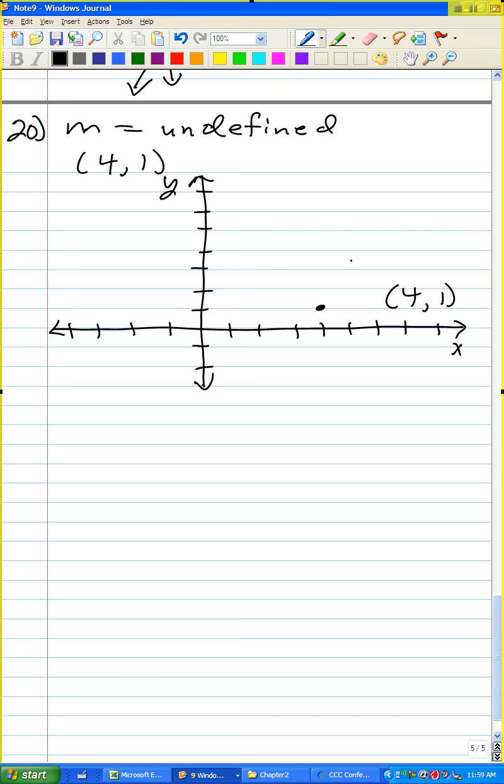And well, I can't have any sort of run, and so it's just a rise. And so the graph is just a vertical line. Well, close enough. There. It's just a vertical line.